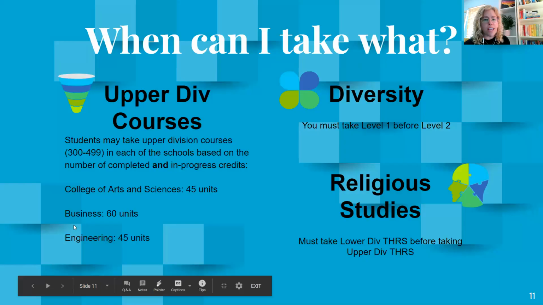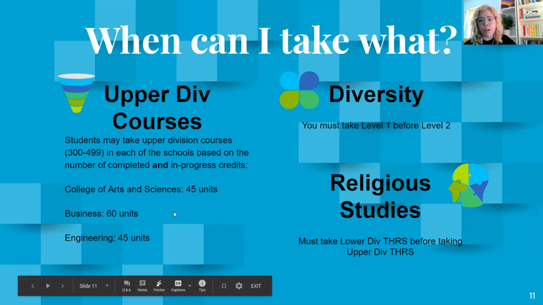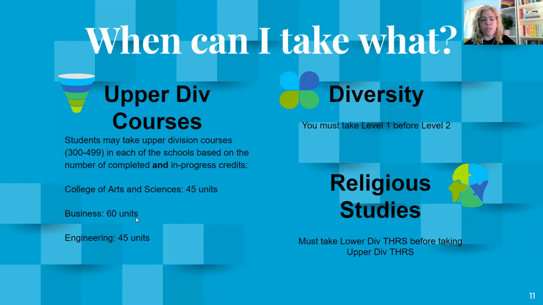So let's talk about what to take and when. Just a reminder, for upper division courses, you have to have at least 45 units in progress and completed for everybody. Upper division means 300 and 400. And for business, it's a little bit more at 60. So you just need to be aware of that as you make your planning.